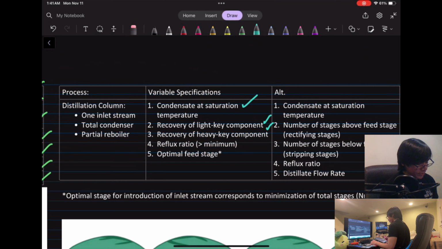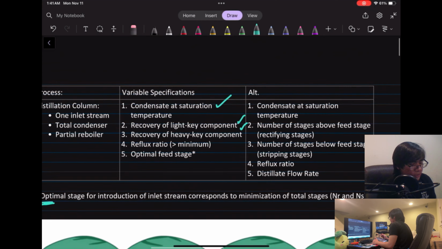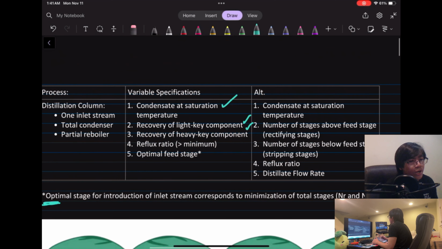So this was a footnote in our book, and it basically says what I said. The number of stages in the rectifying and stripping sections that we specified earlier also introduces, as it says right there, the introduction of this inlet is correspondent to that. So that's all that is. And then with this alternate I wrote in this third column, the number of stages. Again, these are just what's most common.